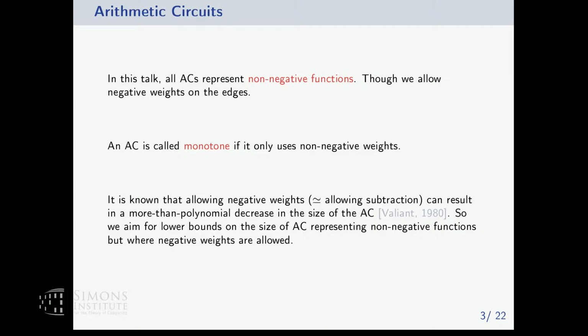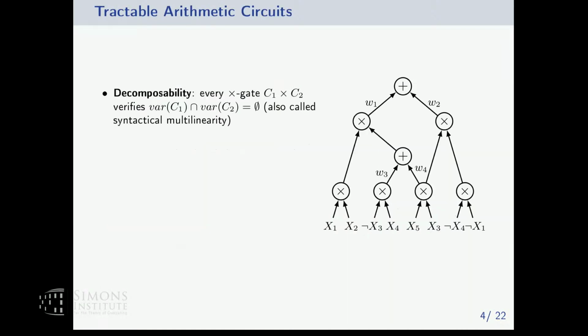But it is known that if you allow negative weights, so if you allow subtraction in your circuit, then there are some functions which you can represent very compactly in your arithmetic circuits. But as soon as you disable the negative weights and only allow positive ones, then you get exponential size. So since we will want to find exponential lower bounds, it makes sense to target already the most compact class of circuits. So we keep the negative weights as much as possible.